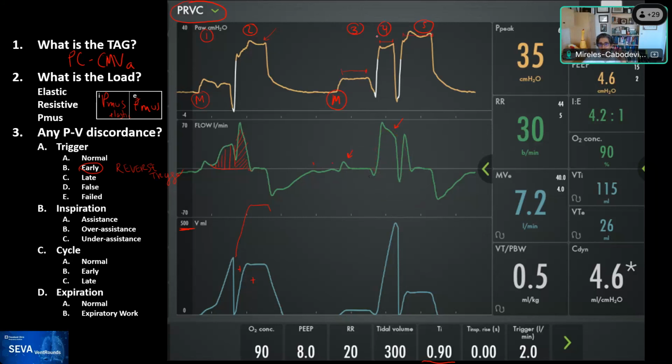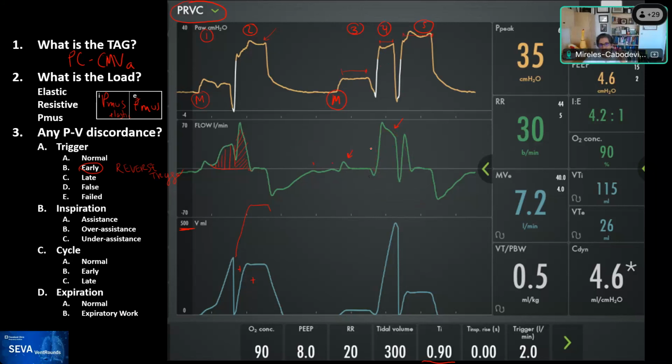So why did this happen? Why is breath number 4 so different? Anybody know? I know, but I'm not telling. So that's one of the abnormalities of this algorithm. The reason why you're seeing, yes, Arsa, this is a safety mechanism of the ventilator.